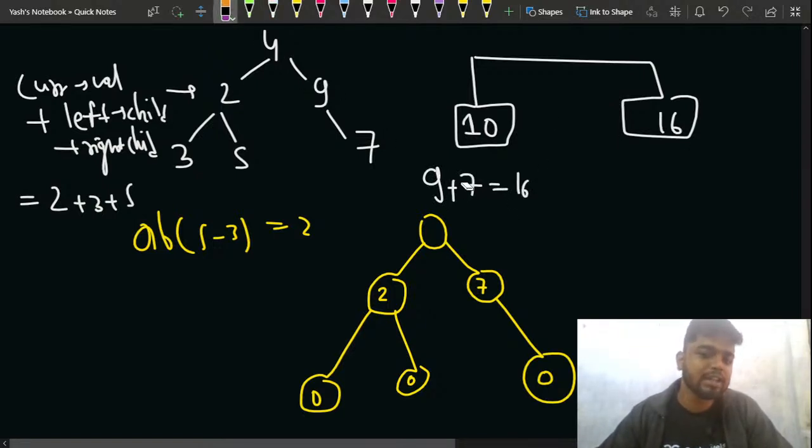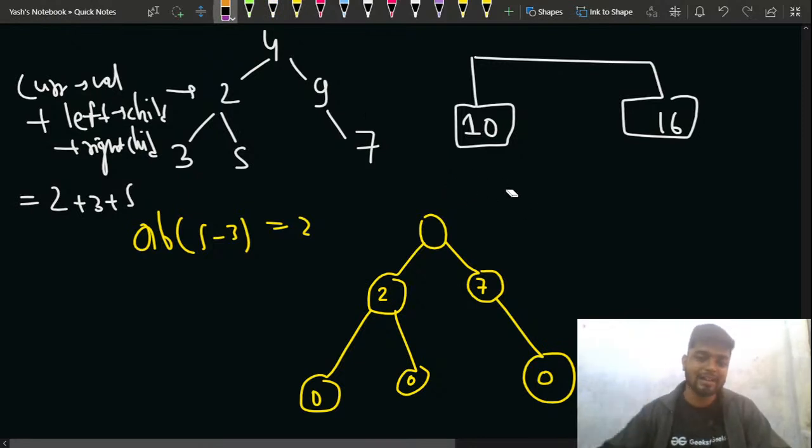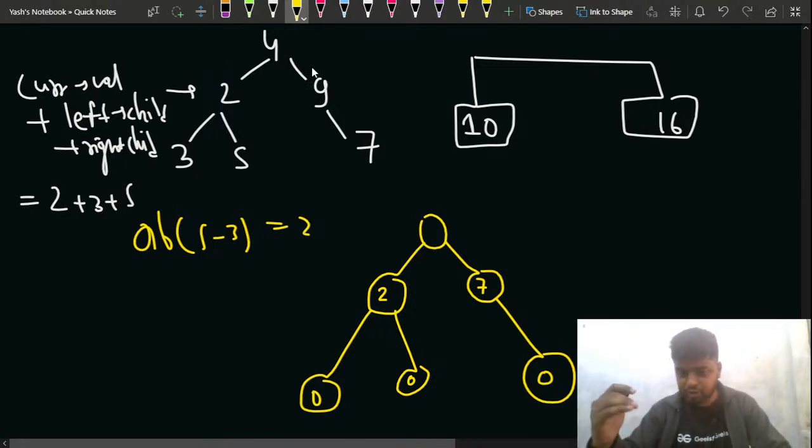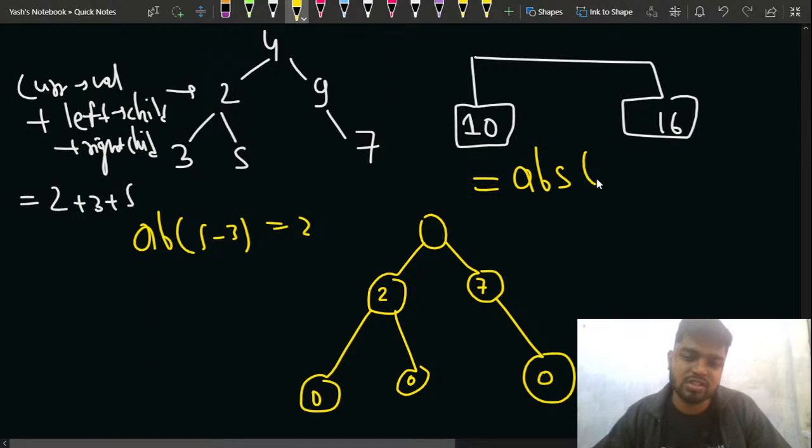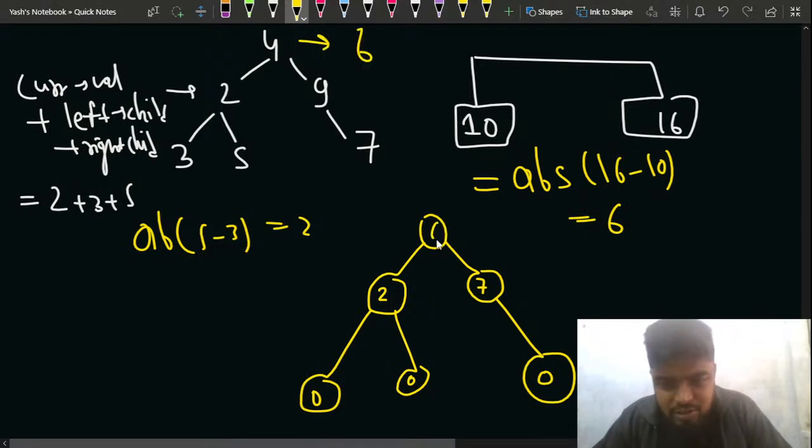Now I have to calculate the difference. I do not have to consider tilt here. Tilt is for a particular node, and for that node, it is the absolute difference of the total weight on the left subtree and the right subtree. So since this is 10 and this is 16, the absolute of 16 minus 10 gives us 6. So for this case, the tilt is 6.